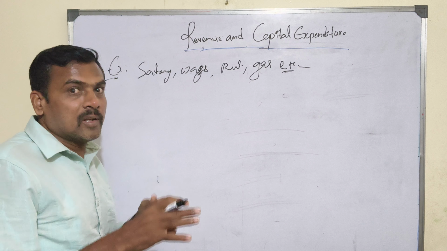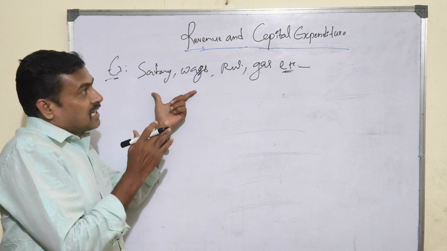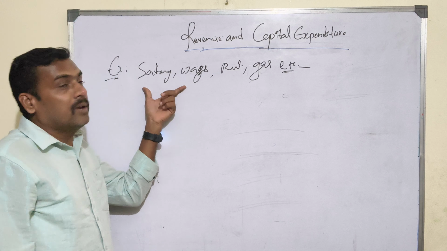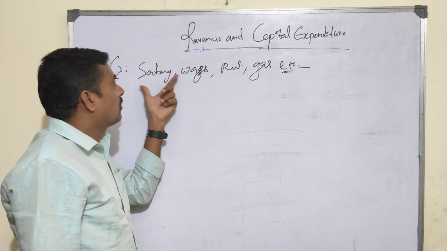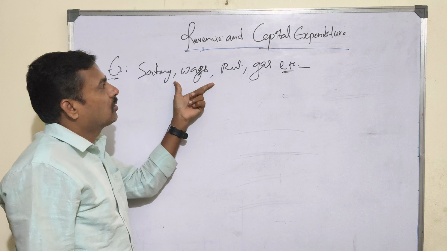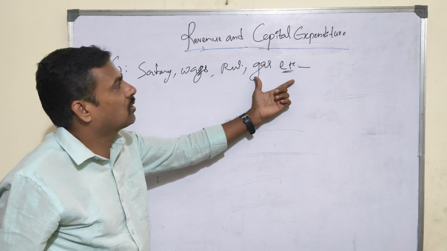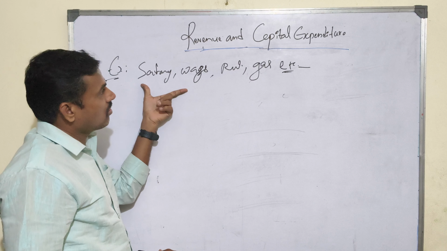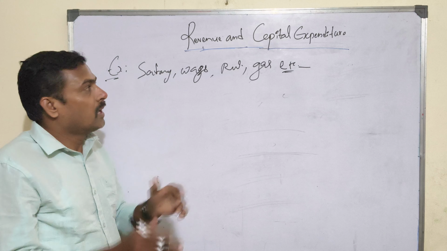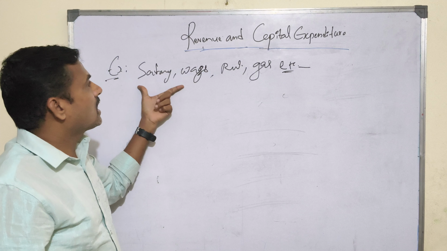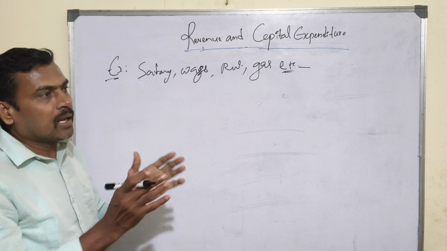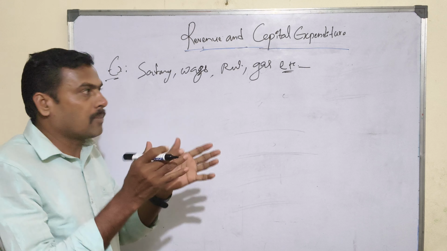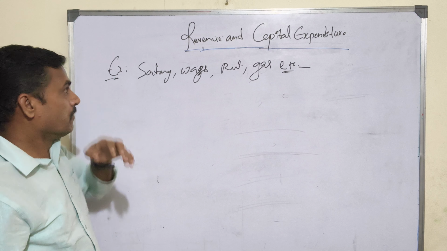What is the nature of revenue expenditures? These expenses are recurring in nature. Why recurring? Every month I need to pay salary to the employees, wages to the workers, and rent for the factory, right? Hence these expenses are called recurring in nature. The cash outlay of recurring expenses is comparatively small compared to the capital expenditures, right?